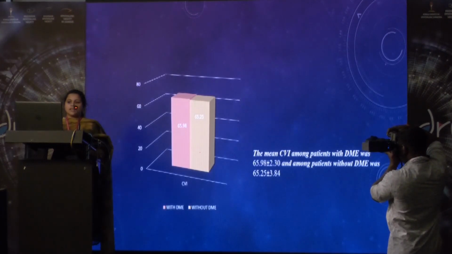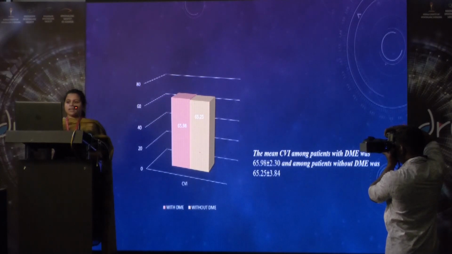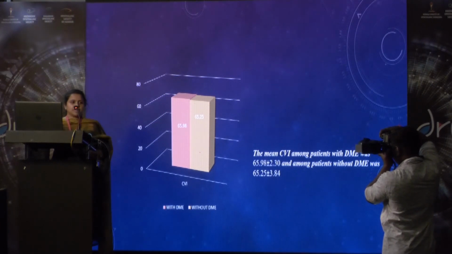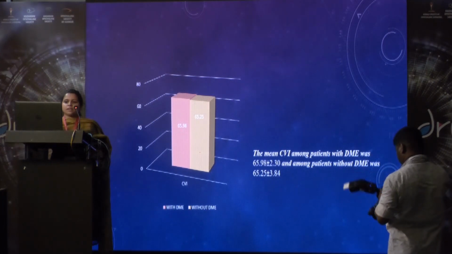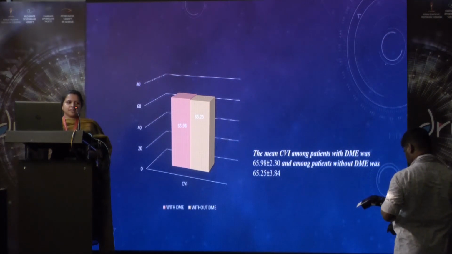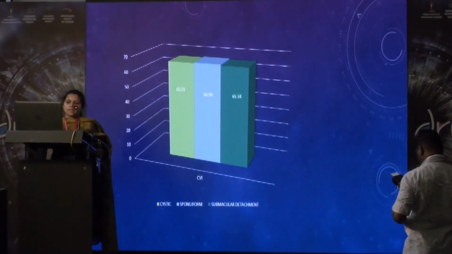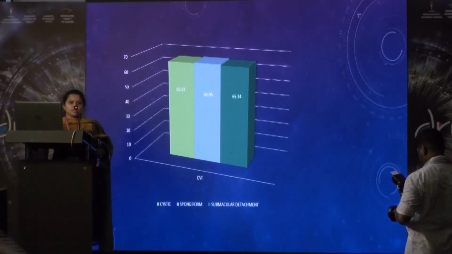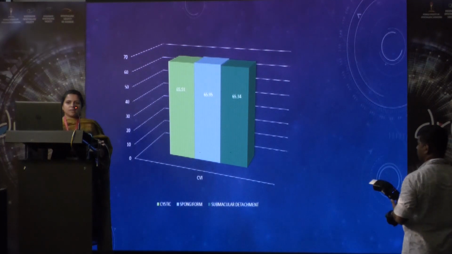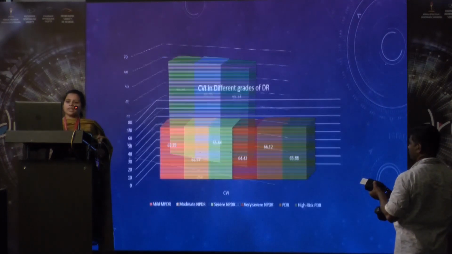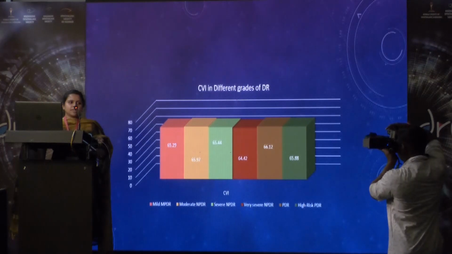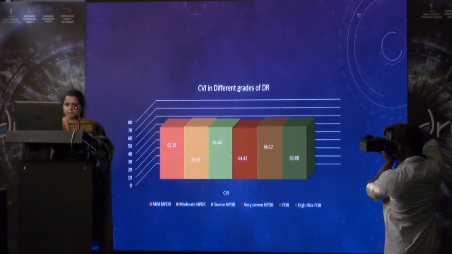Now to the results. The choroidal vascularity index among our diabetic macular edema patients was 65.98%, and in those without diabetic macular edema it was 65.25%, which did not differ significantly. Also, the choroidal vascularity index did not differ significantly among the different types of diabetic macular edema, and it was not influenced by different grades of diabetic retinopathy.